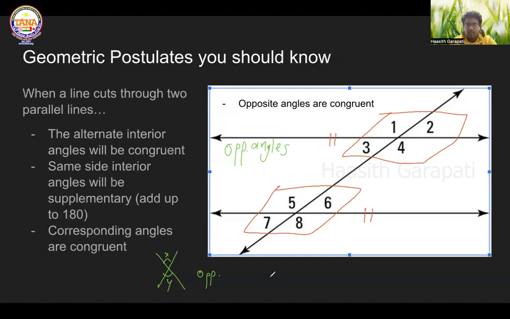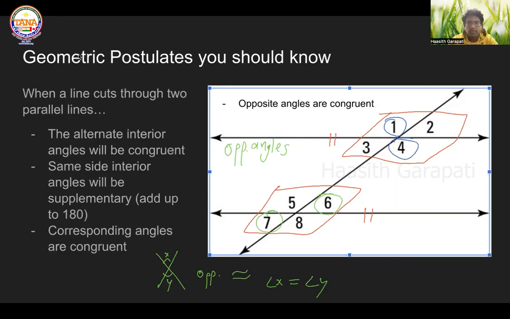And the thing about opposite angles is that they are congruent to each other. So angle X is congruent to angle Y. Now, some examples in the graph we have above are angle 7 is congruent to angle 6, and angle 1 would be congruent to angle 4.